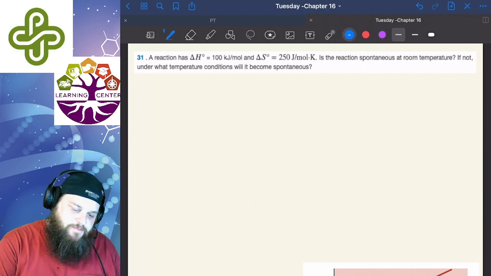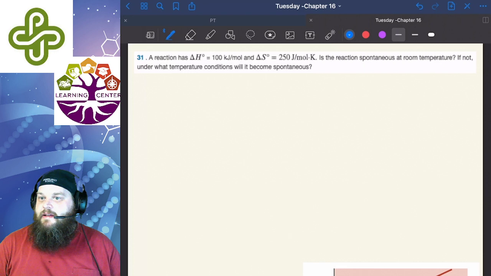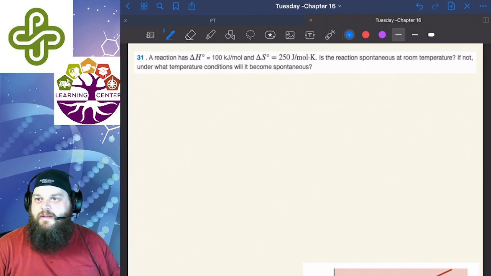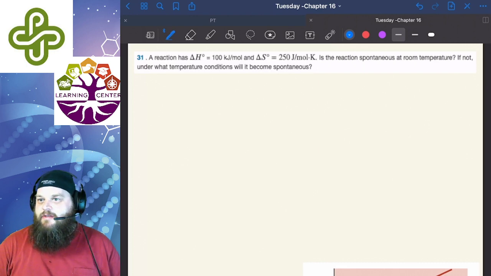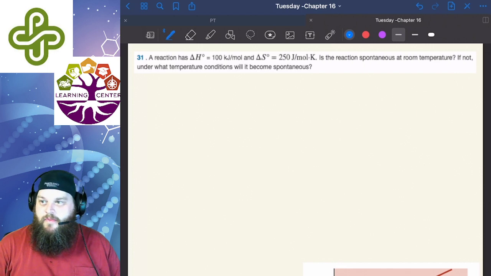And in this question here, it says a reaction has a standard change in enthalpy, delta H, equal to 100 kilojoules per mole and a standard change in entropy of 250 joules per mole Kelvin. Is the reaction spontaneous at room temperature? If not, under what temperature would the conditions be spontaneous?